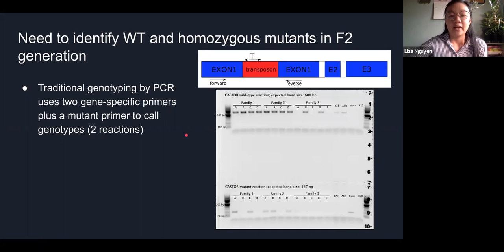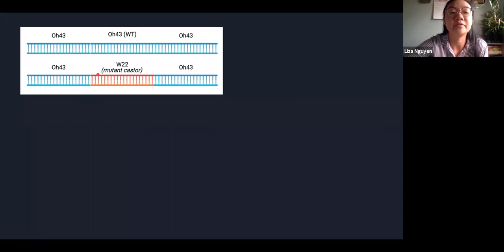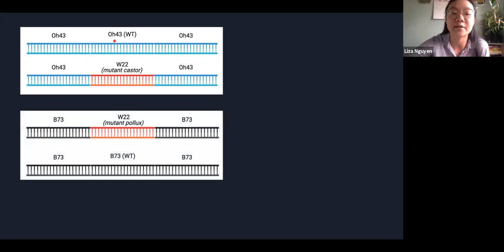this summer. But another way that I could do it is, instead of trying to identify whether or not my transposon is present, I can just try and identify whether the castor or pollux gene is derived from the W22 background, or whether it's from the B73 or Ohio 43. Anytime that the mutant castor gene is present, it can only be from the W22 background. If it's the wild type copy, then it must be from the Ohio 43 background. And the same is true for B73, as well as for pollux.